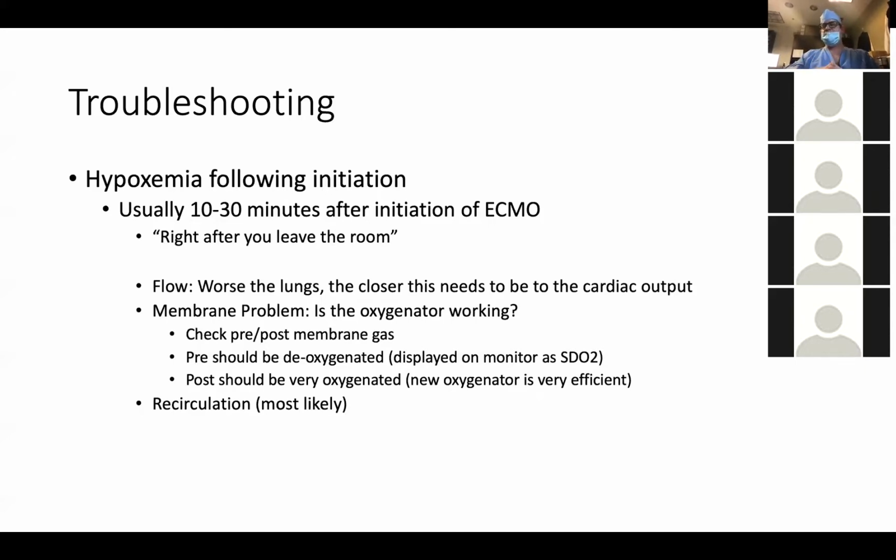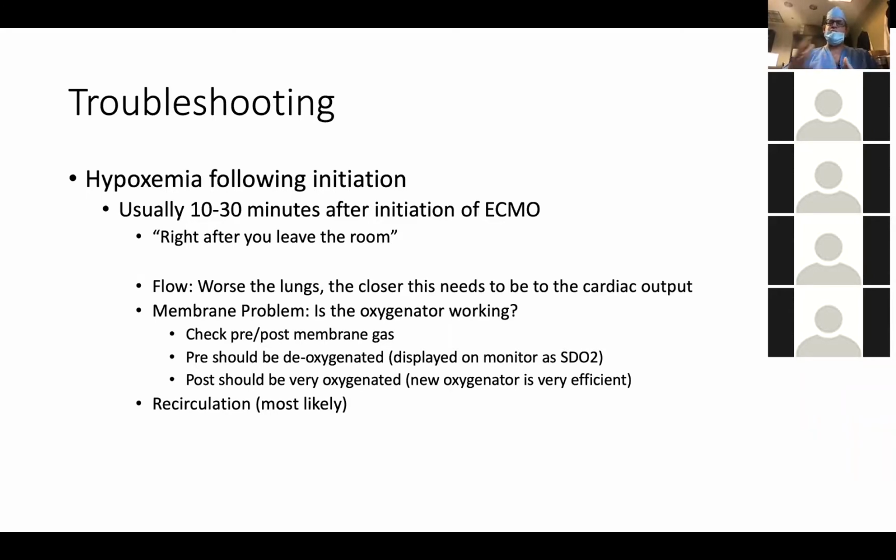So one, the flow. The worse your lungs, the closer the flow needs to be to the cardiac output. If you can hit 70% of your cardiac output on VV ECMO, your arterial sat should be about 89 to 90%, regardless of any pulmonary contribution. This will then allow you to basically fully support the patient. So if your flow is only 2 liters and you think your cardiac output is 10 liters, then you're clearly nowhere near where you need to be, and that's why you're hypoxic.